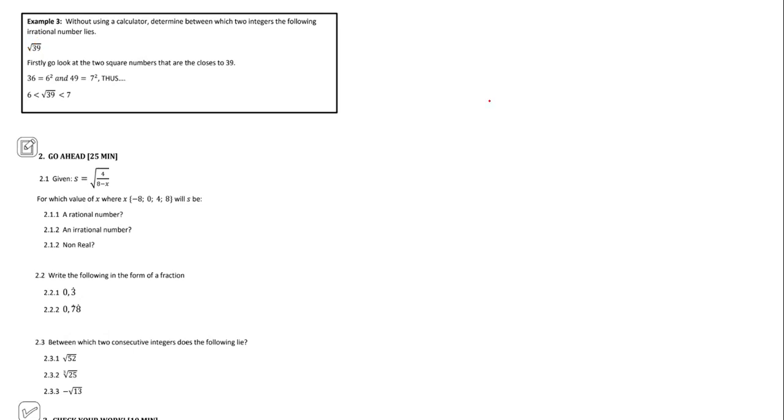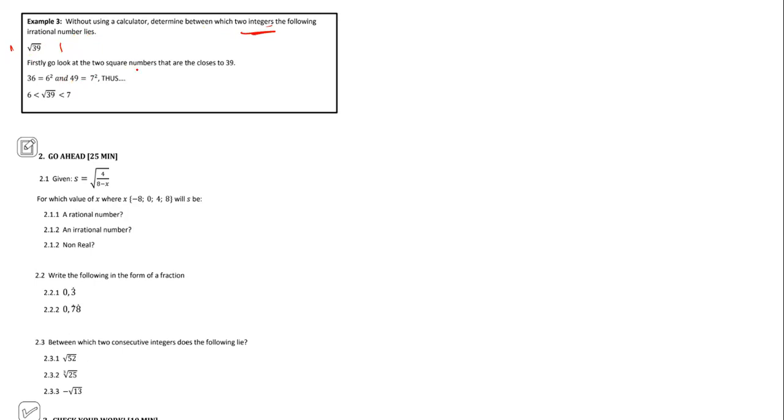You're going to get 6.24499798. So that means square root of 39 is irrational, right? Because it is crazy. It doesn't terminate, it doesn't stop at all. So what we want to do, without using a calculator, is determine which two integers this number lies between. We have spoken about the number systems. We want to know this number is between which two integers.